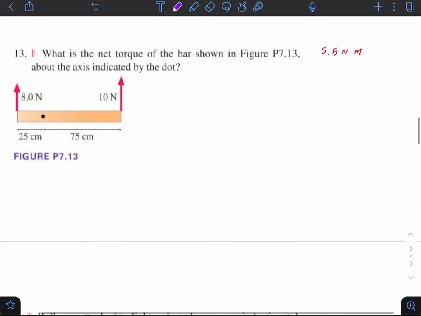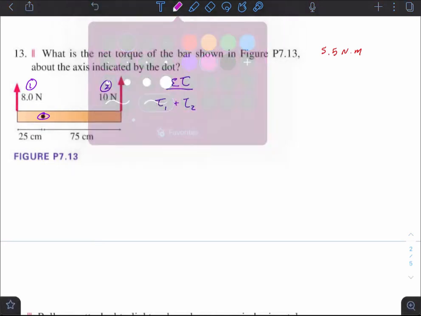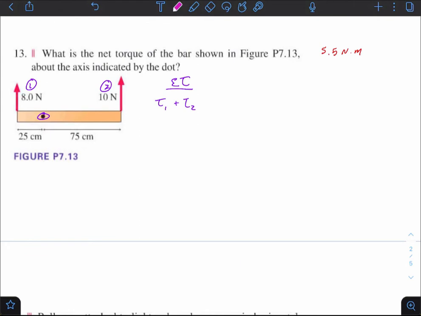13, what is the net torque of the bar shown in the figure below about the axis? Super easy. Torque 1, torque 2, and then net torque is just the sum of the torques. So T1 plus T2, and then I'm going to fill in my signs, which one's positive, which one's negative. This one's rotating it clockwise, which means it's going to be a negative torque. And torque 2 is going to try to rotate it counterclockwise, which is positive. That's standard. And then just plug in RF sine theta, but they're both perpendicular.